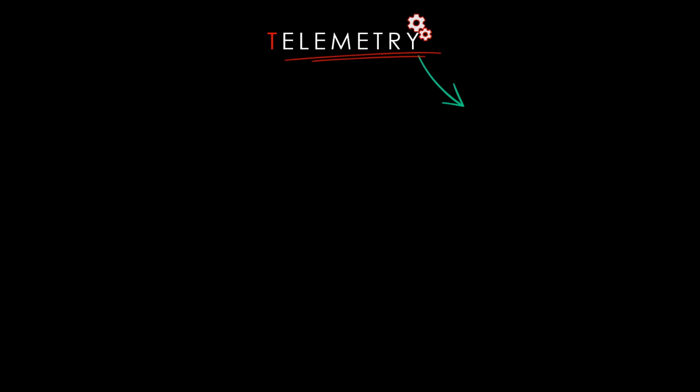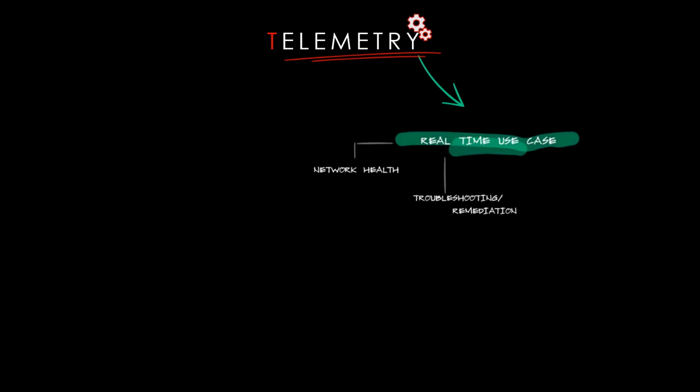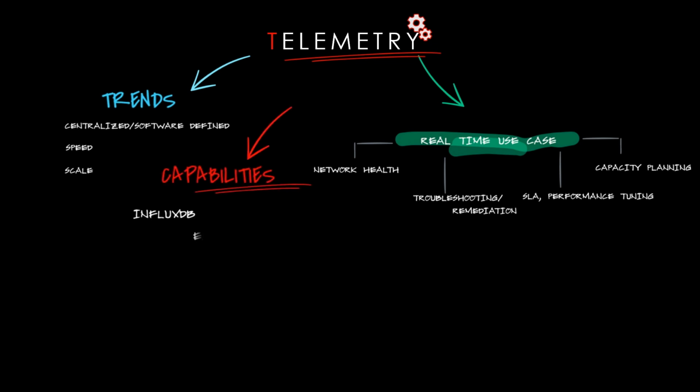So the real-time use cases are network health, troubleshooting, SLA performance tuning, capacity planning, and security. And the trends that have been there are centralized, software defined, speed and scale. The capability has the elasticity: InfluxDB, Grafana, Big Data, Hadoop, and open source.